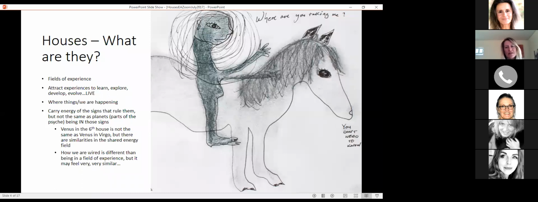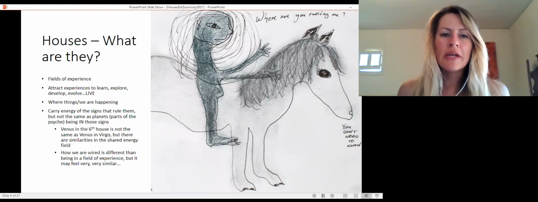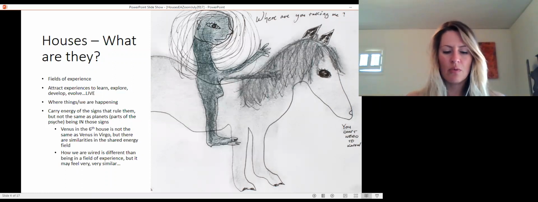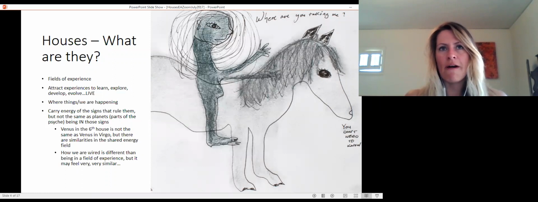All right, so the houses, what are they? Well, to me, they're fields of experience. So the planets are functions. Planets are doing something, and they represent parts of our psyche. And the signs are adjectives or descriptors of how that action is happening. And to me, the houses are the fields of experience where the action is happening.